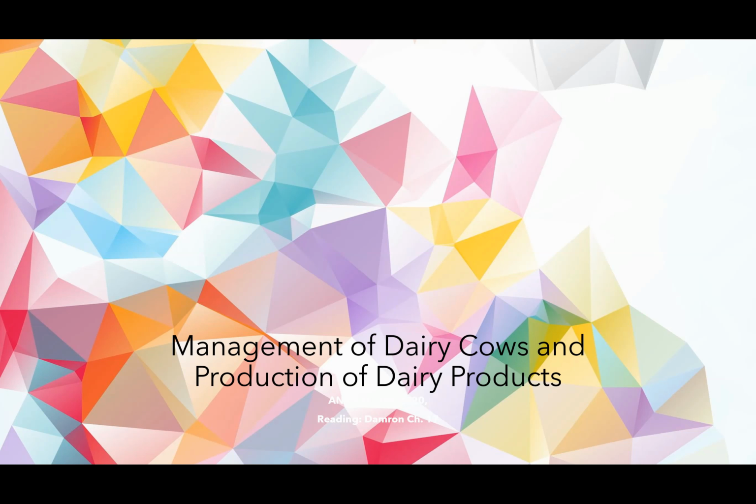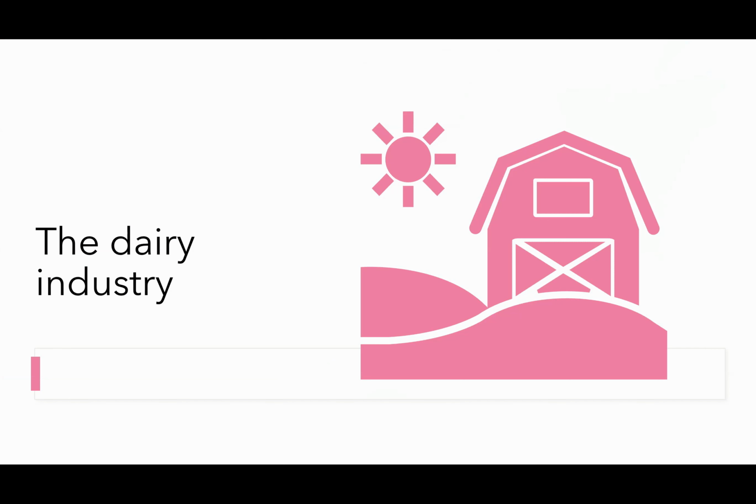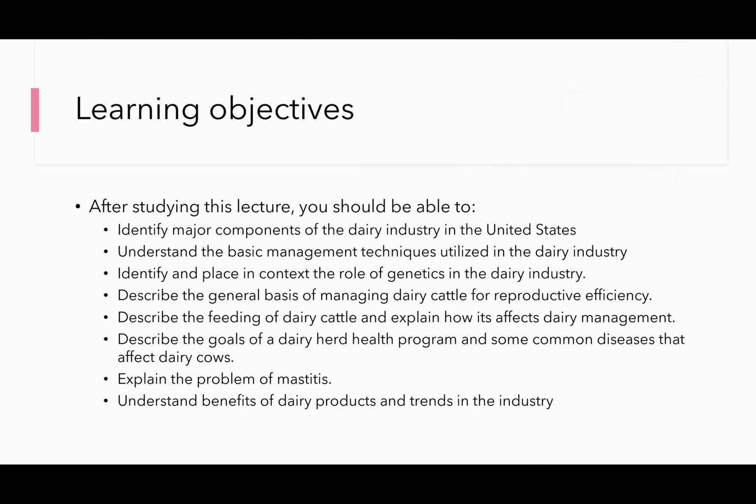Hi class. This screencast is on management of dairy cows and also the production of dairy products. The reading is from Dameron chapter 17, so that's the chapter in the book that corresponds with this information. First, we're going to talk about the dairy industry.